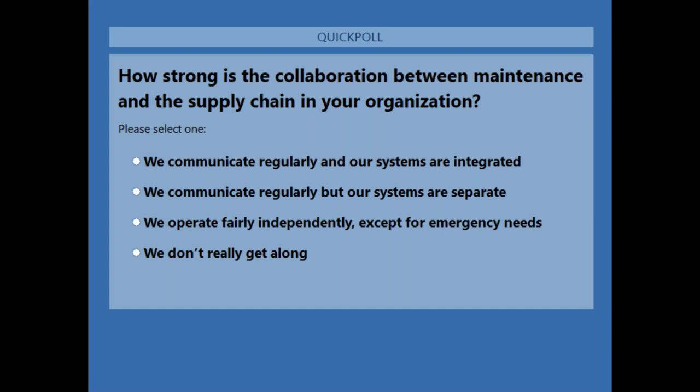We have about half of you who have voted already. We'll give it a few more minutes and then we'll talk about the results before we get back to what Brian has to share with us. So how strong is the collaboration between maintenance and the supply chain in your organization? We heard Glenn say the communication is number one in this, so you'll see communication and collaboration here. We're at about 70%, going for 75. Are you integrated? Are you communicating? Or are you independent? Or you just don't talk? All right, I'm going to close it down and share the results.